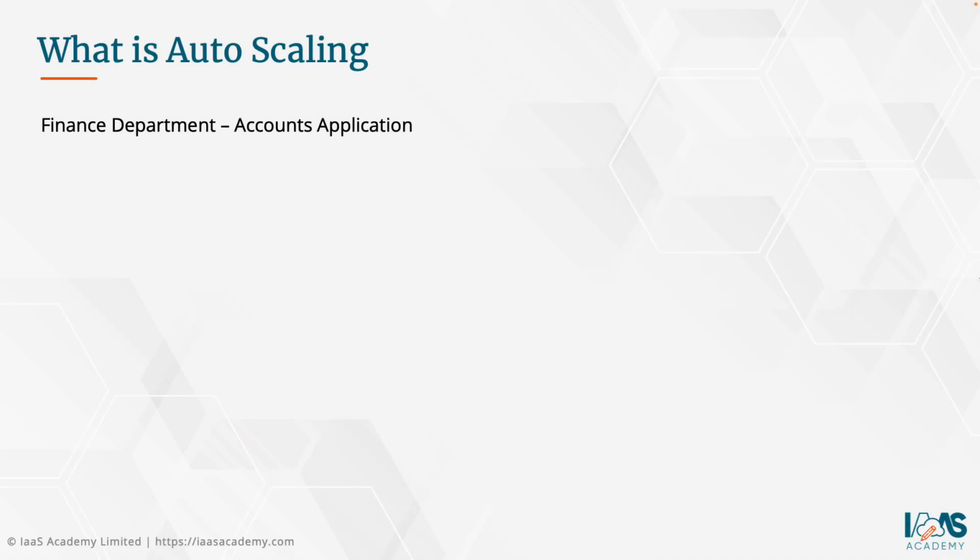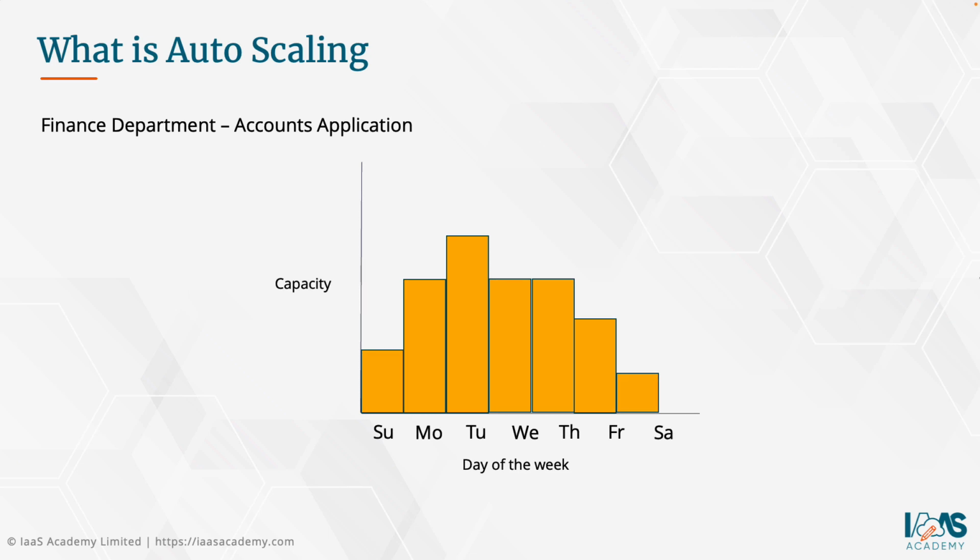Okay, so what I want to do is get started with a typical use case. Let's imagine that we're looking at the capacity requirements for the finance department for their accounts application of a really large multinational organization. Let's assume that this is the capacity usage pattern over the course of a 7-day period. So it looks like some folks are working Saturdays and Sundays. Obviously, this is a really large organization, and the accounts department seem to be working 7 days a week. But the point is that you will notice that Tuesday tends to be the busiest day.